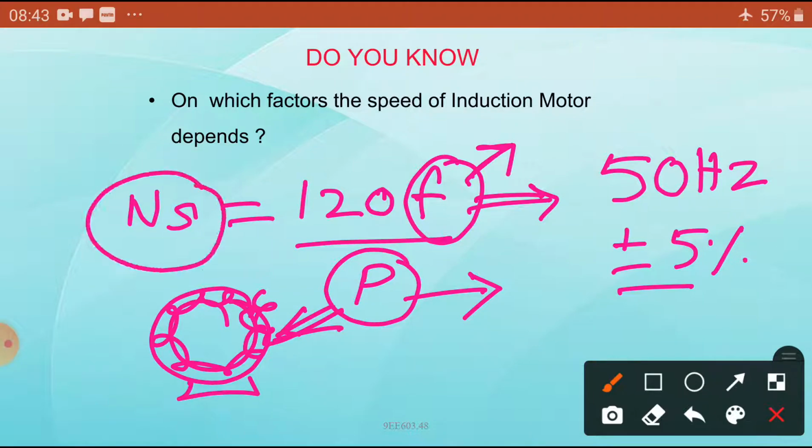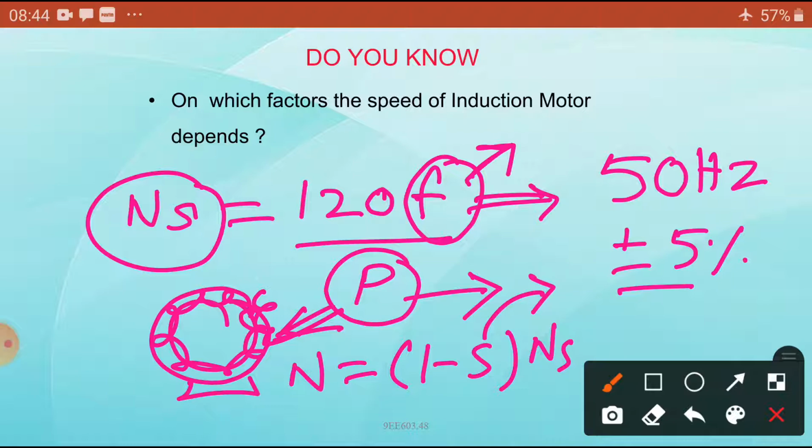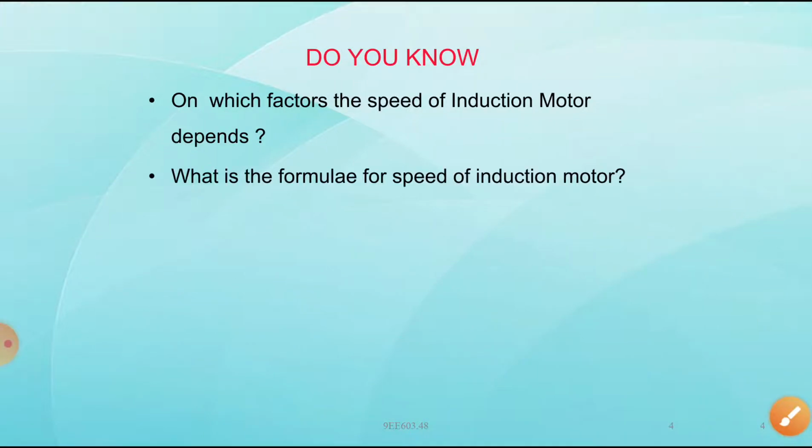This is one formula, and another formula we already know is that rotor speed N is equal to (1 minus s) into Ns. That means the slip also plays a vital role in changing the speed of the machine. If slip increases, then automatically rotor speed decreases. What is the slip? Slip is (Ns minus N) by Ns. So the rotor speed can be changed with the help of these factors. What is the formula for the speed of an induction motor? We have seen it just now.